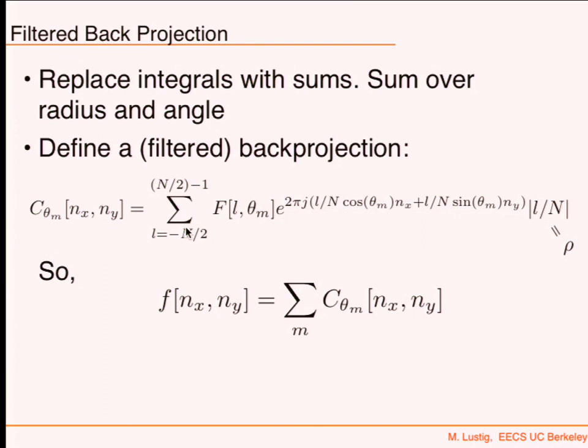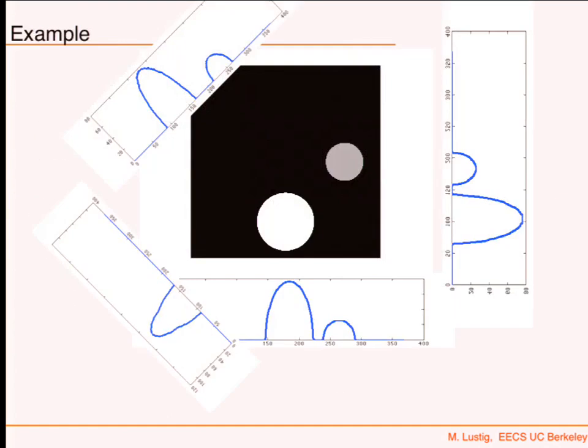You could do it on a continuous case, yes. But I want to compute that on a computer. Okay, so here's an example. Let's say I have this object here. If I make projections, the projection from this direction looks like that. The projection in this direction looks like that. The projection in this direction looks like that, because that's the shadow. And the projection in this direction looks like that.